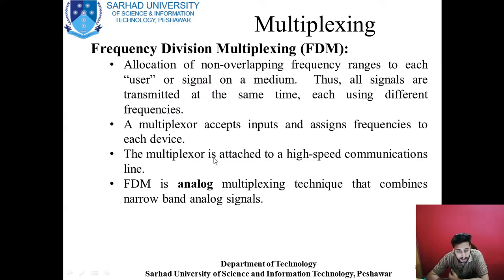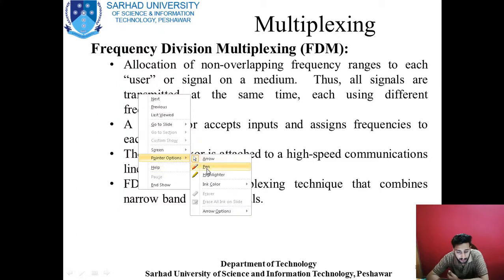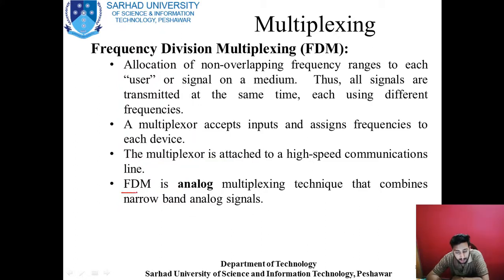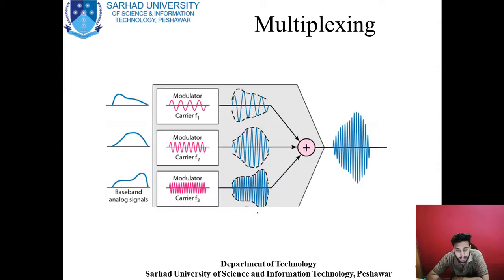After that, this multiplexer is attached to a high-speed communication line, through which the data is transmitted to the receiver over a very long path. And lastly, this is the disadvantage of FDM: as FDM is analog multiplexing, it is more susceptible to noise.